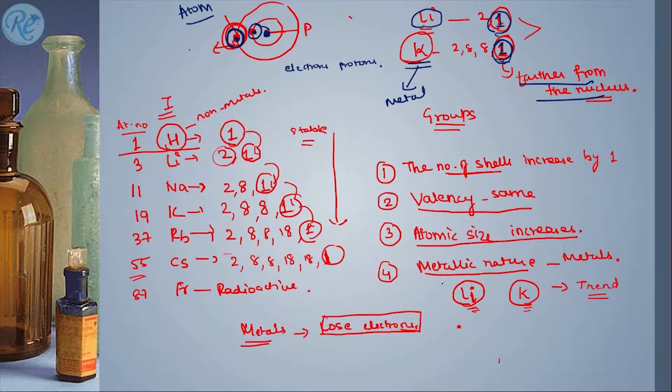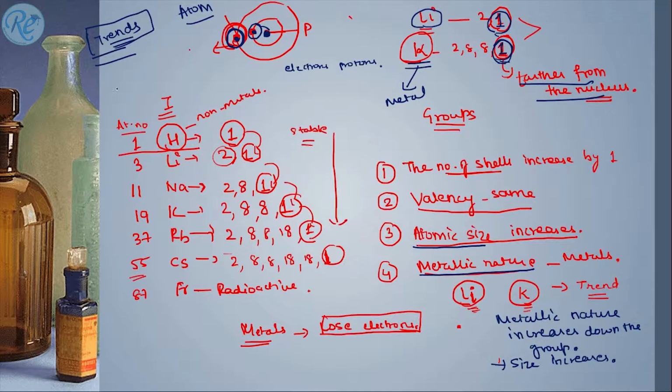And so, what happens to the metallic nature down the group? It increases. So, metallic nature increases down the group. And the reason is that size increases down the group, and so it is easier for the element to lose its outermost electron.